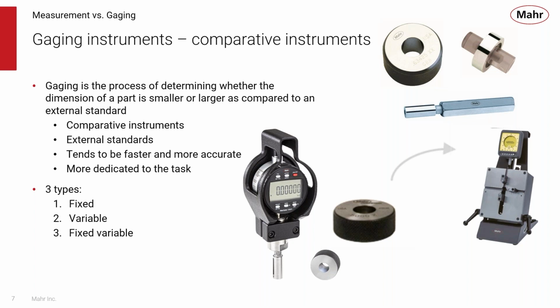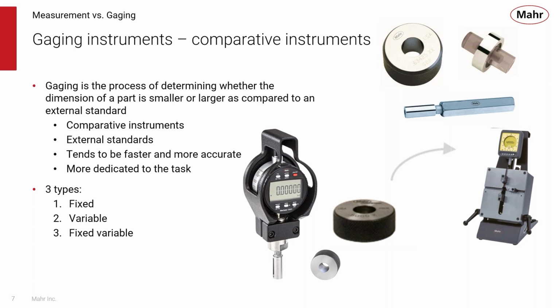Fixed gauges are very, very fast in telling you if a part is good or not, but they're not going to give you a lot of information about that part. Yes, they'll tell you if the part is good or bad, but they will not tell you by how much. What they lack in measurement data is made up for in speed. So fixed gauges are fast, but not a lot of information comes out of them.